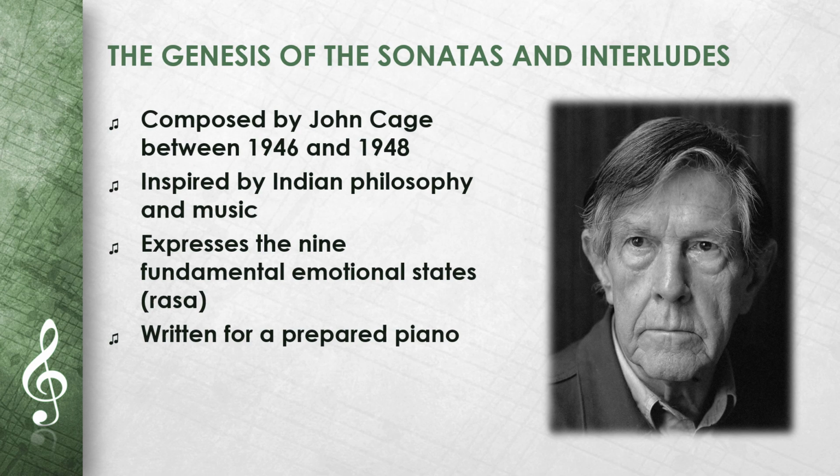John Cage composed the Sonatas and Interludes between 1946 and 1948. The work was created at a time when Cage was intensively studying Indian philosophy and music. He was particularly fascinated by the idea of rasa, the 9 basic emotional states in Indian aesthetics. Cage wanted to express these emotions in his music.